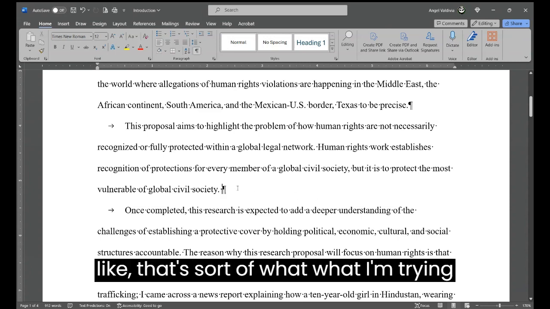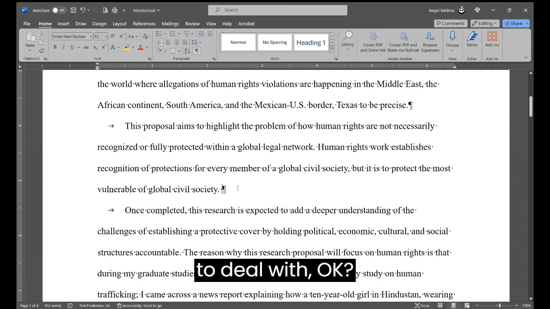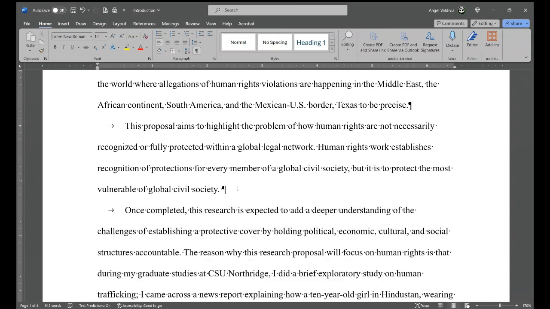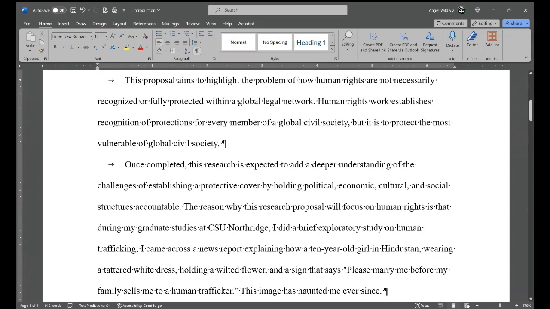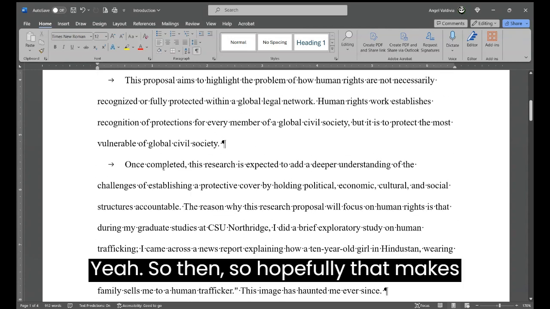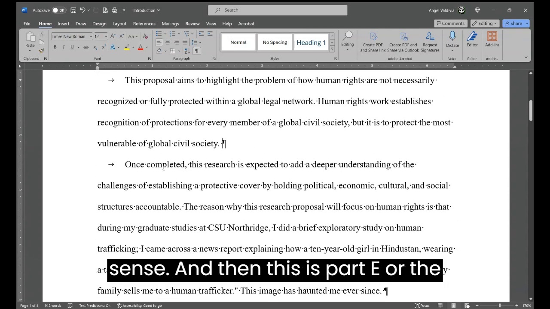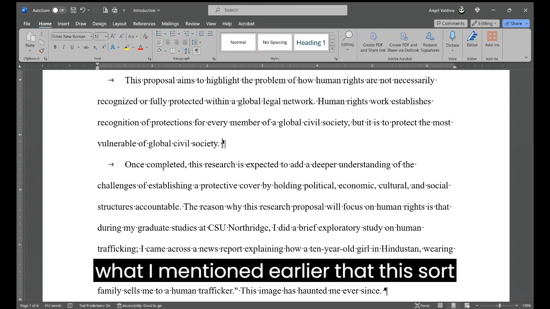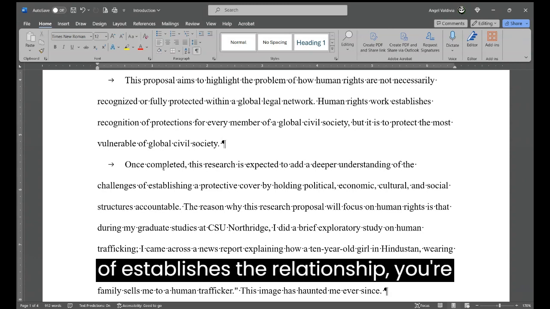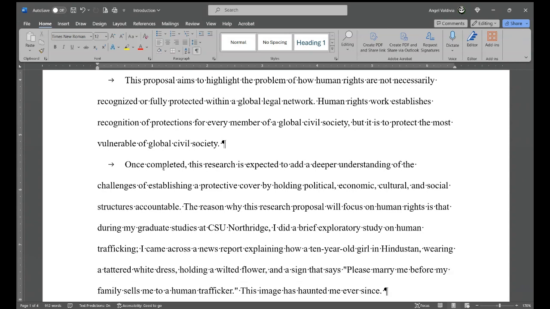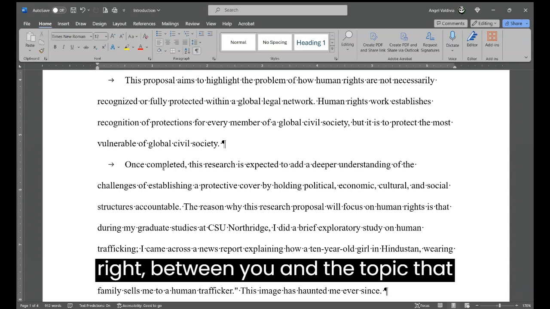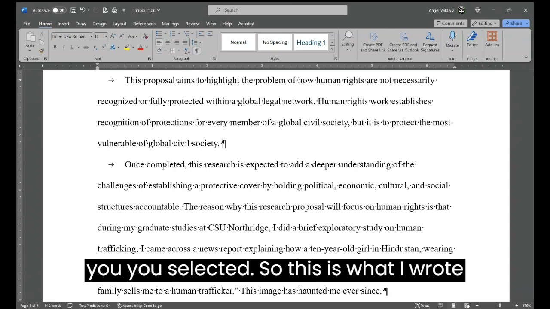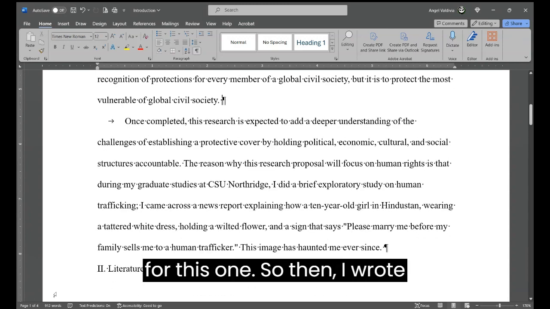So, that's sort of what I'm trying to deal with. Okay. So hopefully that makes sense. And then this is part E, or the last part, describing to your reader how you selected it. And this goes back to what I mentioned earlier, that this establishes the relationship between you and the topic that you selected. So this is what I wrote for this one.